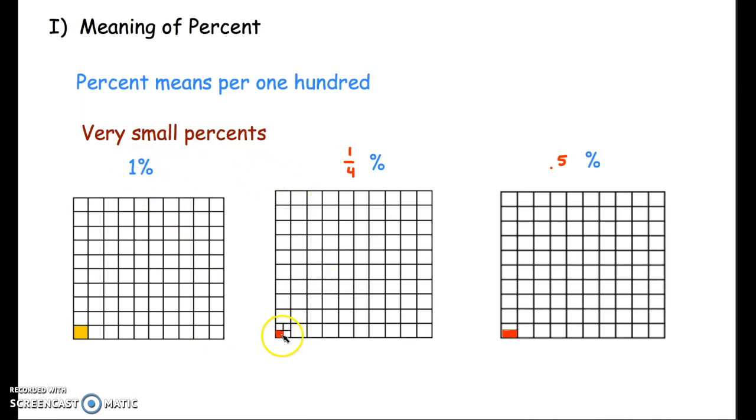But our percents don't stop at whole numbers. If I color in a quarter of that one square, I get 1/4%. If I color in just half of it, I get 0.5%. And notice my quarter and my half, I could have written this as 0.25%. I could write this as 1/2%. So percents can actually be whole numbers, fractions, or decimals, but they all kind of convert into each other.